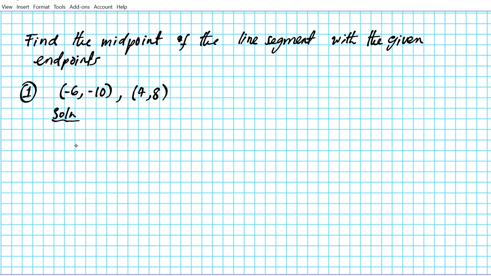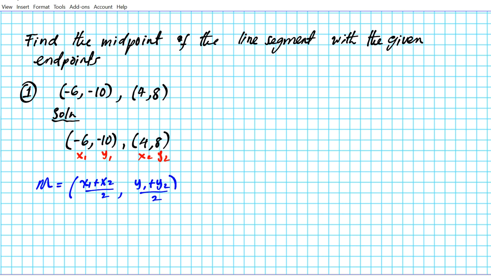Now we're going to follow the same steps that we indicated earlier. So let me rewrite the problem. The first thing you're going to do is label your points. So let's do that. We'll call the first point x1, y1, and then the second point x2, y2. Okay? All right, and now what we're going to do next, let's write down the formula. The midpoint M is given by x1 plus x2 over 2, comma, y1 plus y2 over 2. Write down the formula.